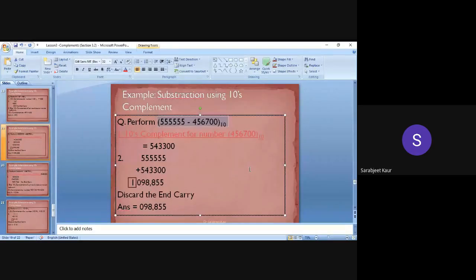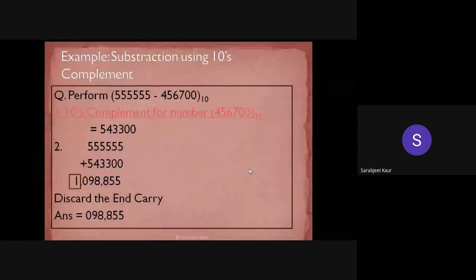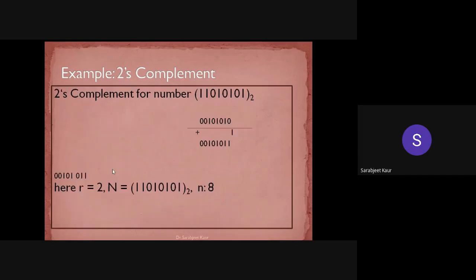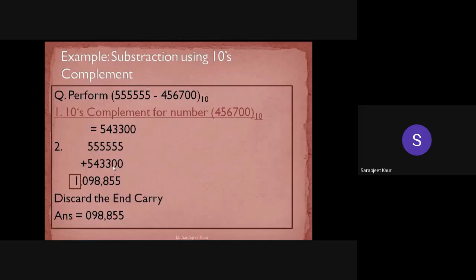So let us check what is the answer that you're getting. 98855. Okay, good. So we first take the tens complement of this number 456700. If you remember, we had computed it earlier. 53300 was the tens complement for this number, and I add this to our minuend.